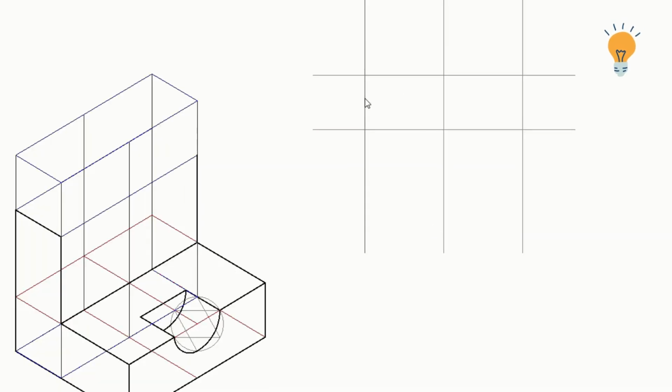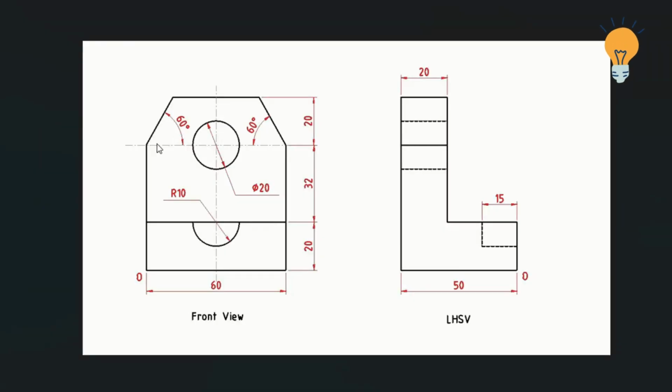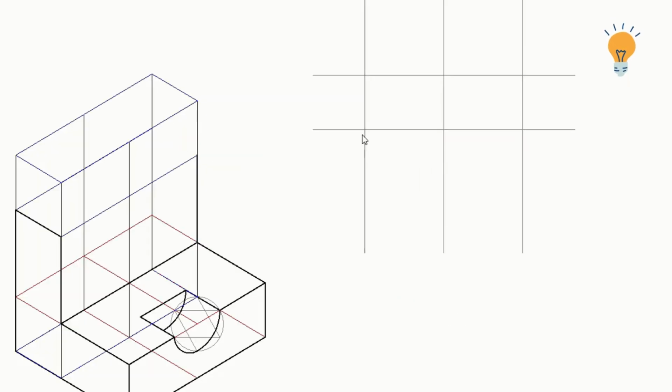So this line and this line are parallel to the vertical line, separated by 60 mm in between. That means this portion from this point to this point is 60 mm. So let's draw from this point a 60 degree angle line, at 60 degrees here and here.